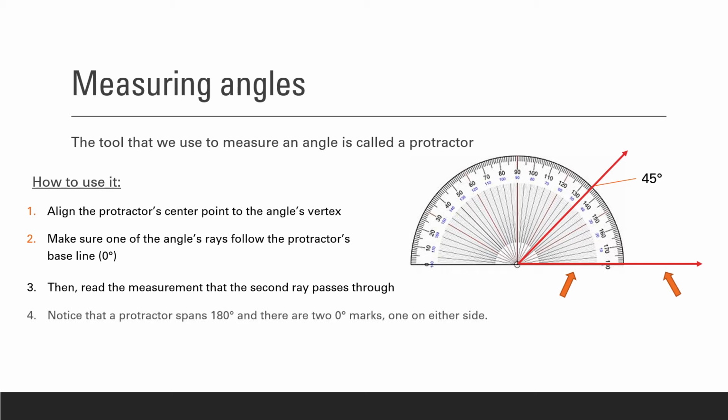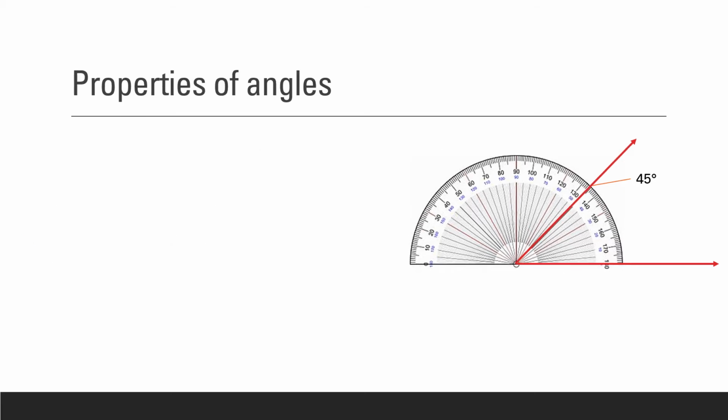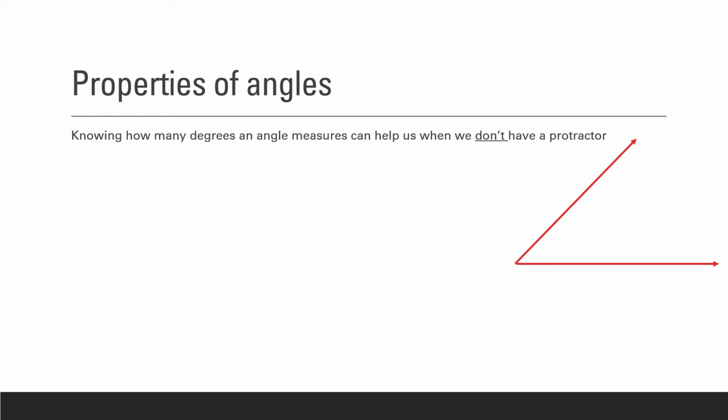One thing to notice is that because the protractor spans 180 degrees, that means that there is a 0 degree mark on either side of the protractor. It's very important that when we're measuring, we always start from 0 and not the bigger 180 degree line so that our angle is correct when we're measuring. Knowing how many degrees an angle measures can actually help us when we don't have a protractor.